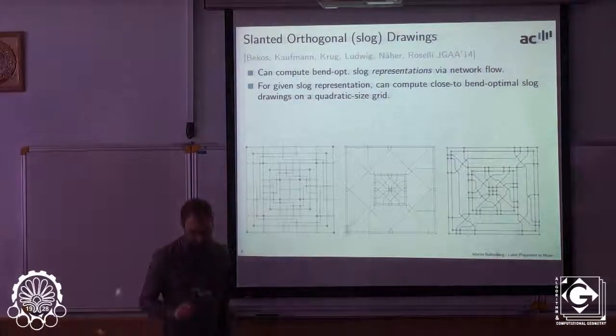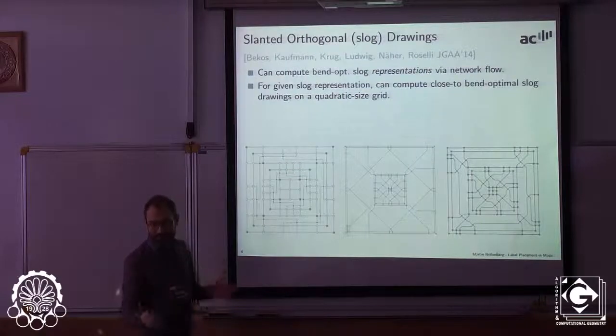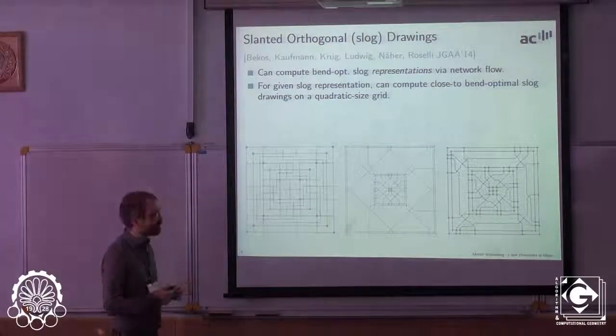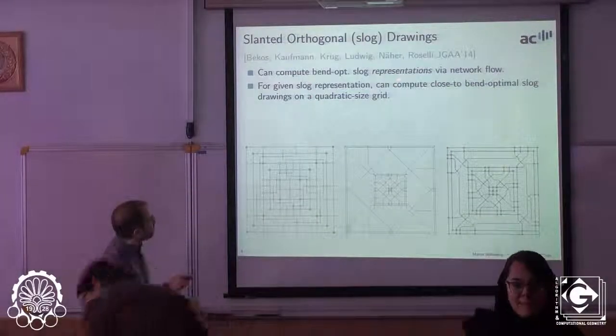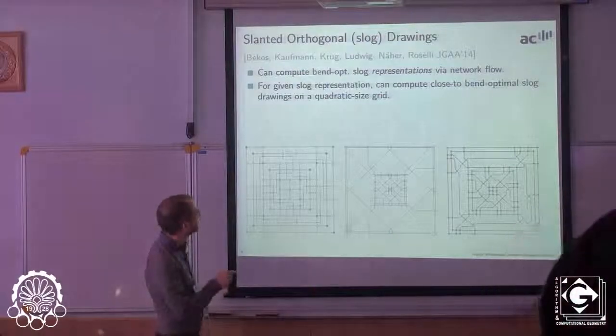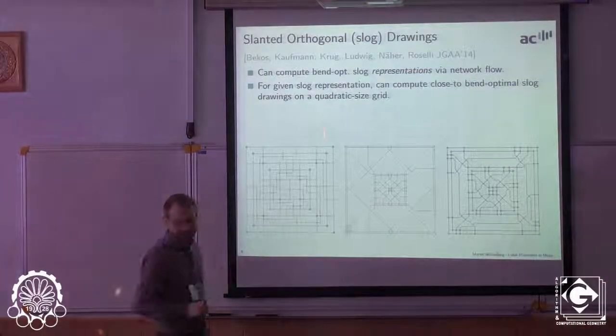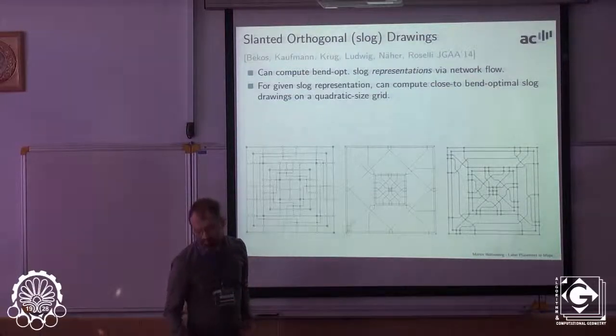If you are given a SLOC representation like that one, then if you remember the framework, the next step was to get metrics and compute the length of the different edges. You can compute actually a close to bend optimal, but not fully bend optimal layout, at least on a quadratic size grid. So area is kind of nice, but maybe you use slightly more bends than necessary.